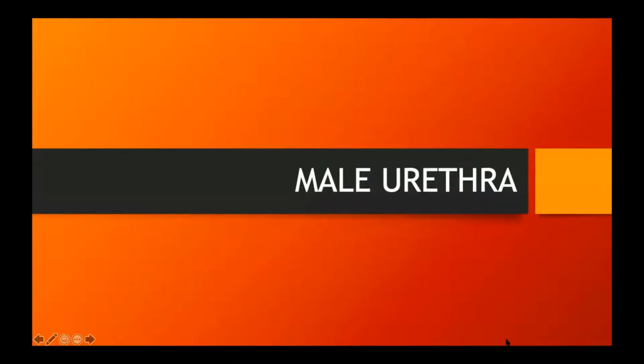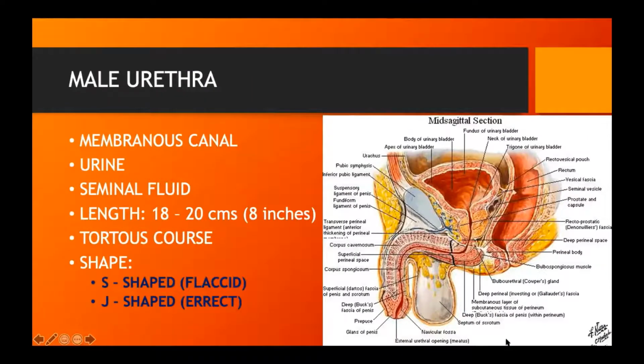The male urethra is a membranous canal which transmits urine as well as seminal fluid. That is a peculiarity of the male urethra. It carries both urine as well as seminal fluids. It has a length of approximately 18 to 20 centimeters, or around 8 inches, and has a tortuous course. The course is S-shaped when the penis is flaccid, and when the penis is erect, it looks J-shaped.